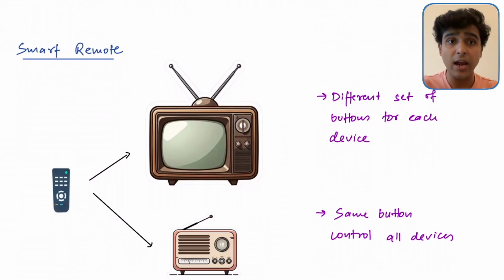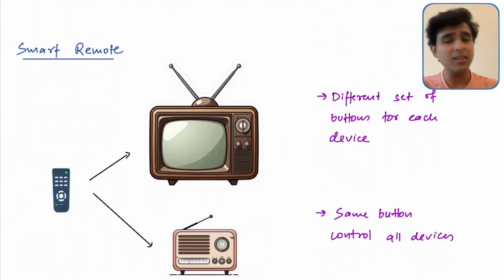You cannot add new devices on demand. You need to have more buttons available if you want to add new devices, or if you want to control those new devices with the existing remote. So as we can see, having different buttons for each device does not scale, and it also doesn't make sense. You'll need a lot of buttons on your remote, which doesn't make it smart at all.